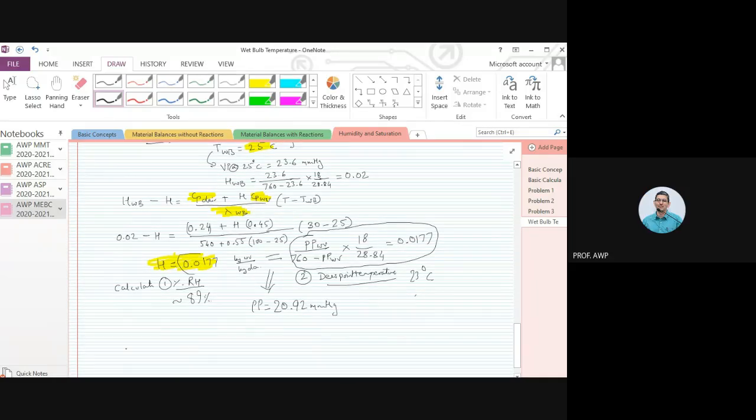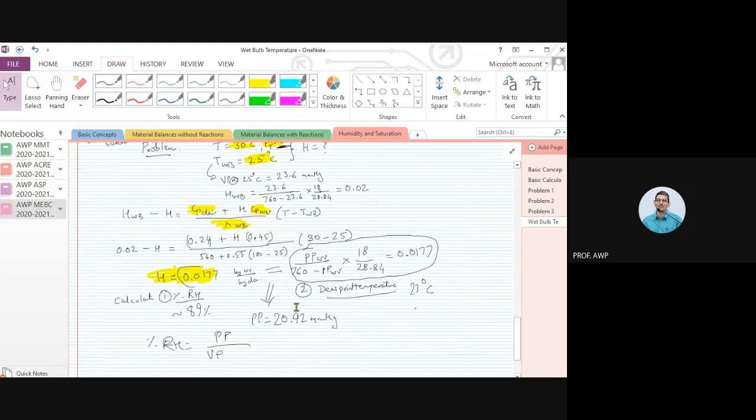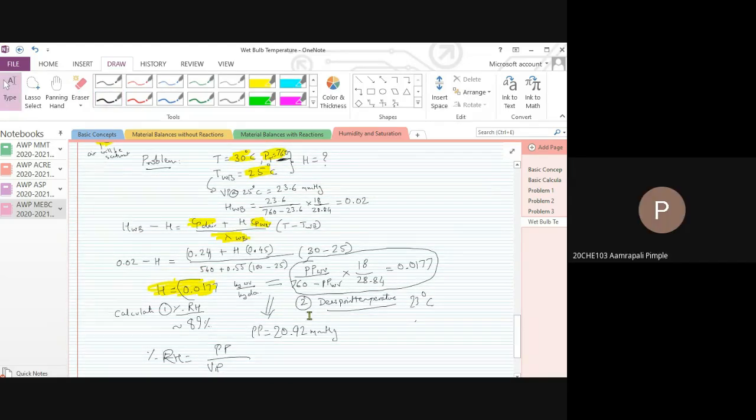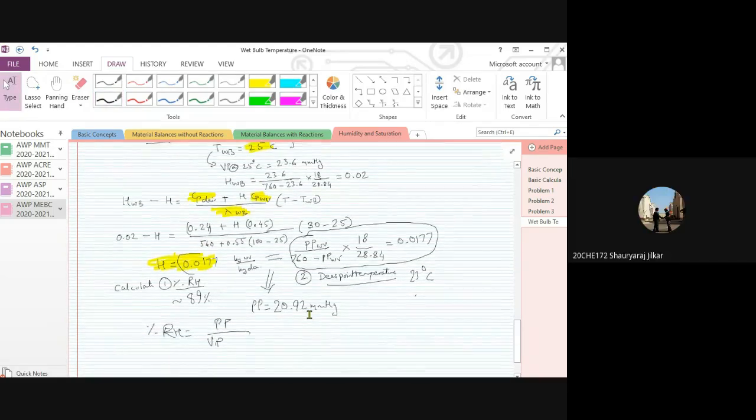Now, what is percent RH? It is partial pressure divided by vapor pressure. Vapor pressure at what temperature, 30 or 25? 30, because the air is at 30. That is what the air can hold corresponding to its temperature, which is 30, into 100. So that's how you will get the percent RH.